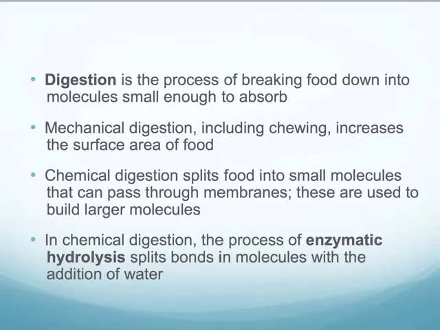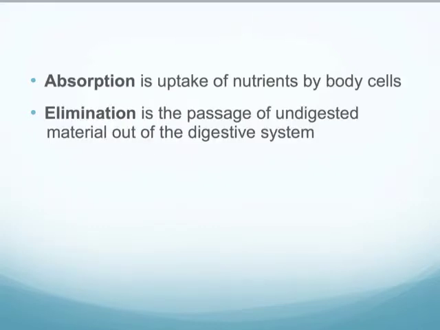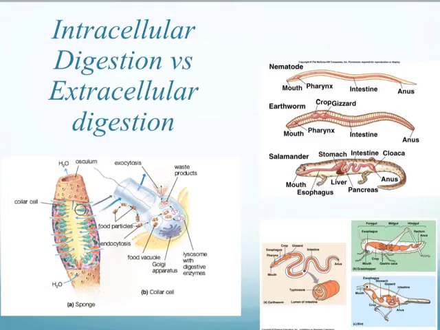Chemical digestion is going to be taking the nutrients and breaking them down by adding different chemicals to them. Basically, we use a lot of different enzymes to split the bonds, and in the process we're going to need some water. Absorption is the take-up of those nutrients that are necessary for the body, those essential nutrients. And then we have elimination, which is the removal of waste products.